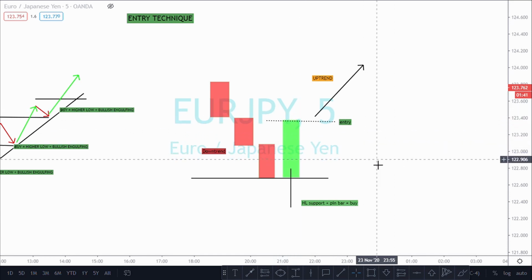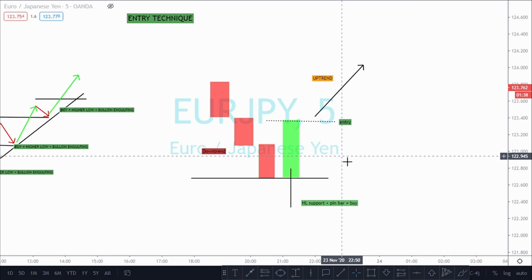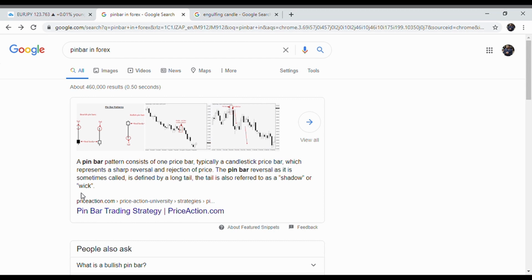Alright, so for the next thing, before jumping, let's go on the pin bar because I just showed the bullish engulfing. So I'll jump on it again. Alright guys, sorry for the weird cut. Let me just jump on the browser real quick. So a pin bar pattern consists of one price bar, typically a candlestick price bar, which represents a sharp reversal and price rejection. The pin bar reversal, as it is sometimes called, is defined by the long tail. The tail is also referred to as a shadow or a wick.